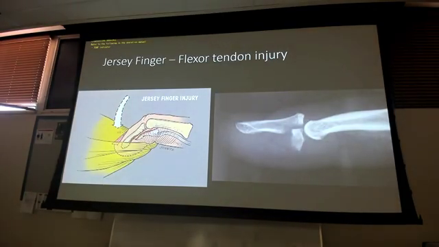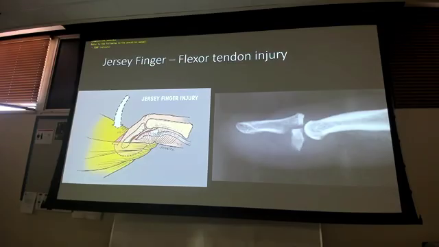Anyways, so there's that. Jersey finger. It's the opposite. Still an avulsion fracture, but now it's the flexor tendon. Same concept. They come in, hey, flex it. They can't, because that tendon has ruptured and has pulled off a fleck of that bone with it. They won't be able to flex.